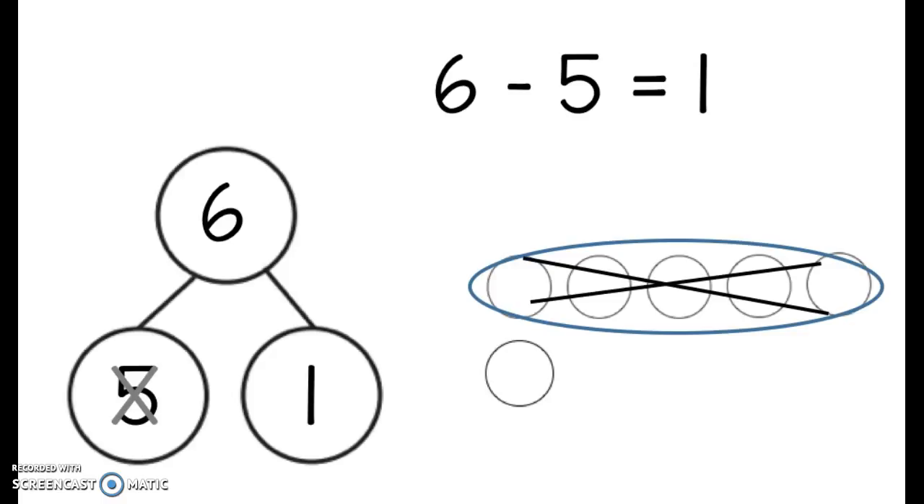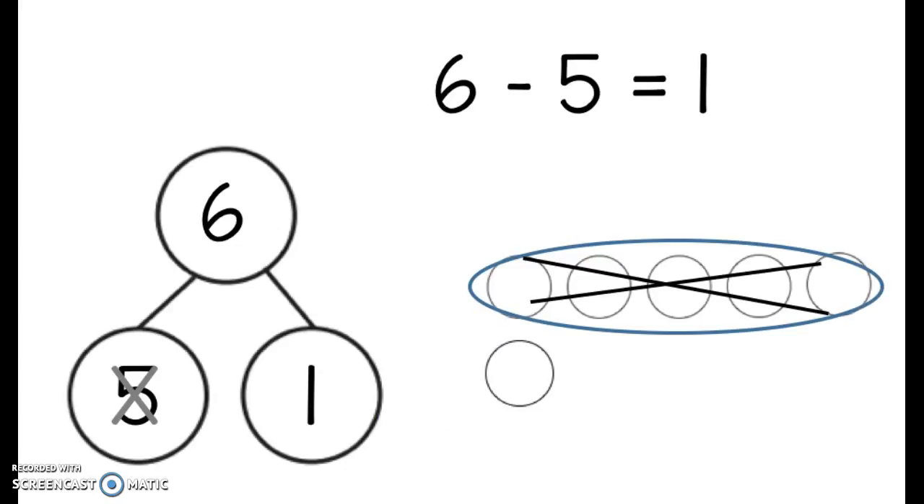Now, I'm going to cross those 5 off. Remember back in my number bond over here, friends? I crossed 5 off. How many baseballs do I have left? Well, now in my picture, I can clearly see 1.